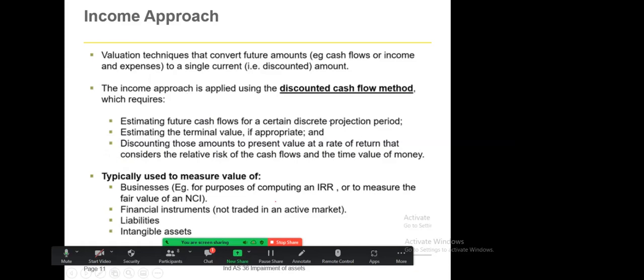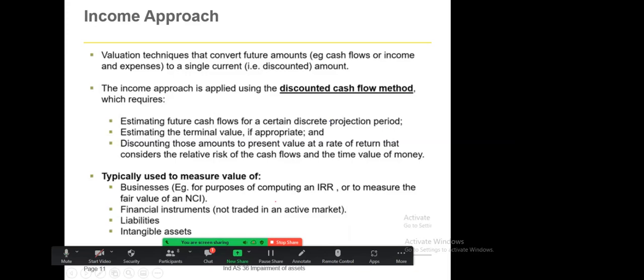The income approach is applied using the discounted cash flow technique, which requires estimating future cash flows for a certain discrete projection period. Like in case of our Ind AS 36, we said that we will take the discounted cash flows for 5 years. That is the budget for 5 years. And if it's beyond 5 years, we need to extrapolate that amount.